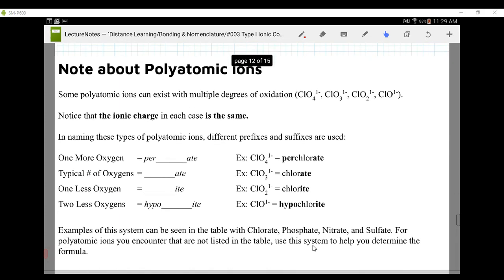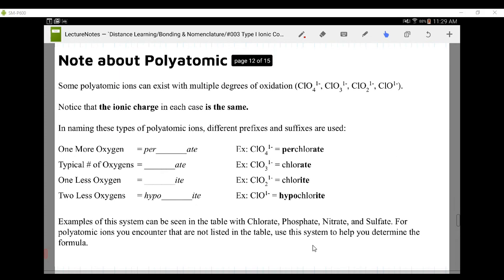In terms of the nomenclature for these, we're going to get all of the rules for them from the back of the periodic table of ions. There's a list of all of the polyatomic ions that we're going to use. They're sorted by the charge that they have. And in terms of their name and their formula, it's all right there.